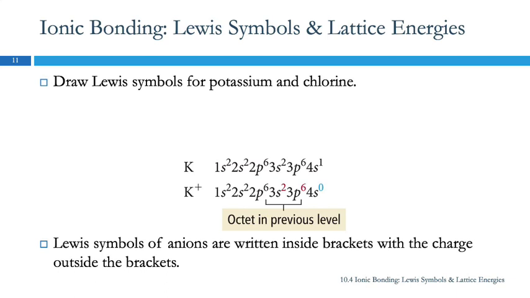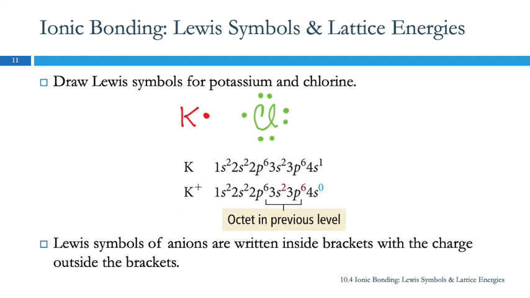So let's look at ionic bonds. Let's look at potassium and chlorine. So draw the Lewis symbols. So potassium is K, and how many valence electrons does potassium have? It has 1. Okay? Here's chlorine. How many does chlorine have? 7. 1, 2, 3, 4, 5, 6, 7.